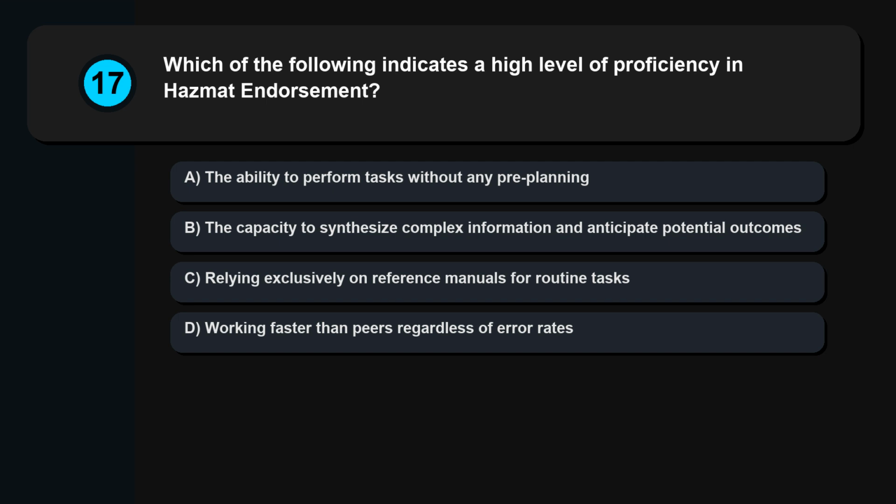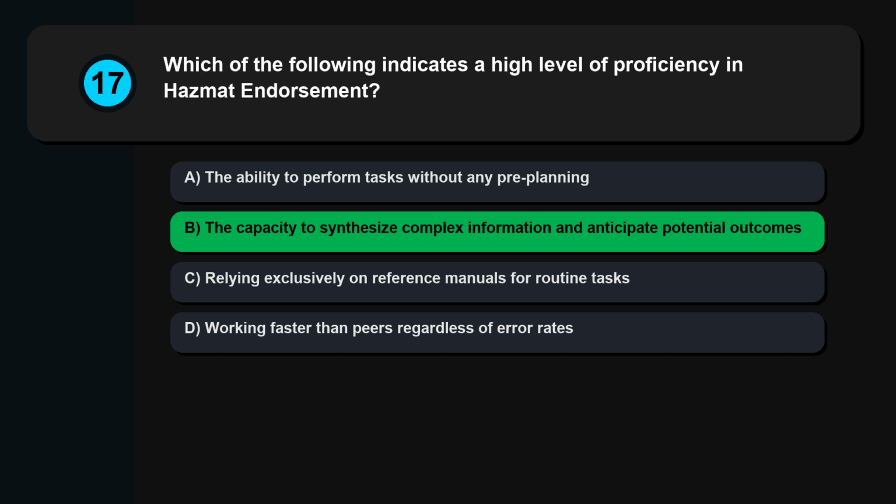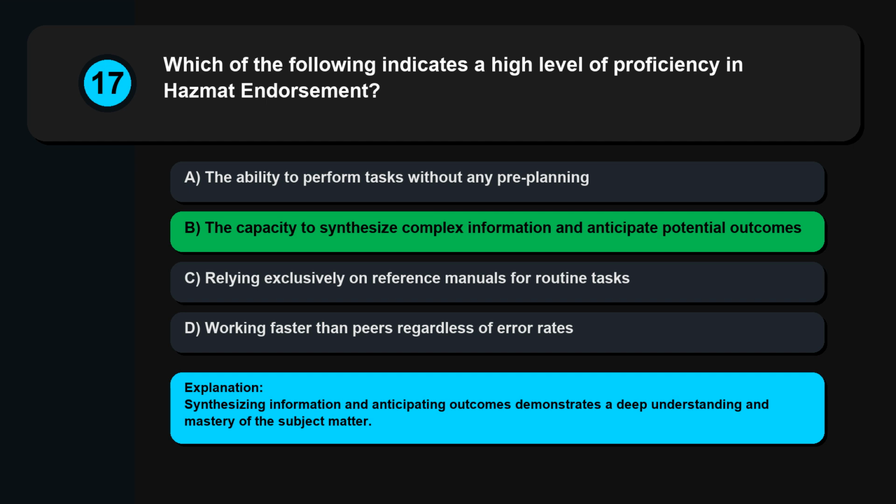Question 17. Which of the following indicates a high level of proficiency in Hazmat endorsement? The ability to perform tasks without any pre-planning. The capacity to synthesize complex information and anticipate potential outcomes. Relying exclusively on reference manuals for routine tasks. Working faster than peers regardless of error rates. Synthesizing information and anticipating outcomes demonstrates a deep understanding and mastery of the subject matter.